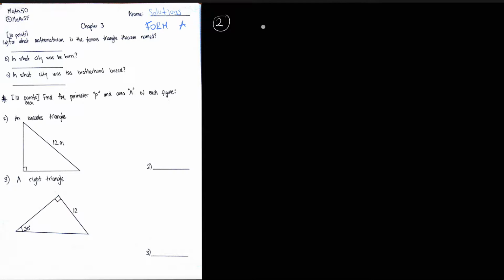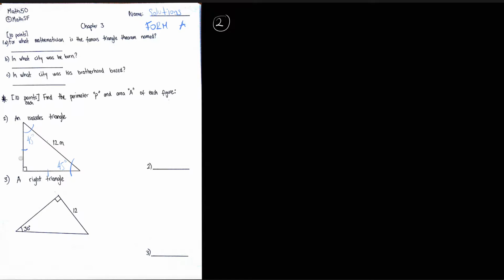Number 2. In this particular problem, they say find the perimeter P and the area A of each figure. So in problem number 2, they want you to find the perimeter and the area of this isosceles triangle. Whenever you have an isosceles right triangle, remember that if this is a 90-degree angle, well, this should be 45, 45, right? And we also know that the sides opposite the equal angles should be the same. So these two sides are equivalent. They are congruent.